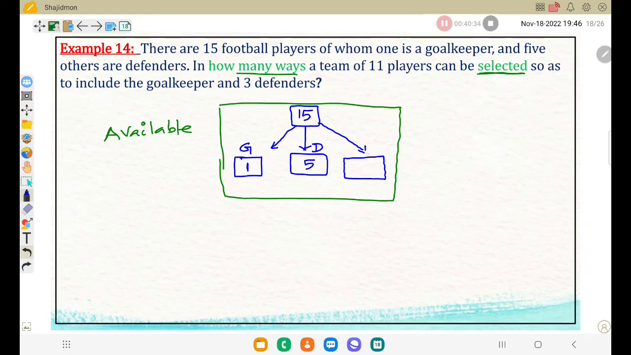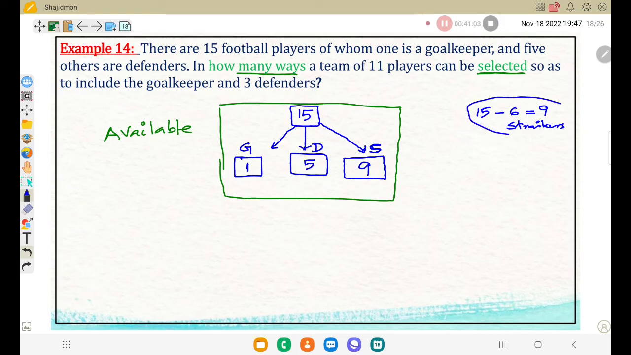Now how many balance, like strikers? In a football team, generally goalkeeper will be there, defenders will be there, strikers will be there. So tell me how many strikers are there? Because totally 15, so 5 plus 1 means 6, correct? So 15 minus 6 means 9 players will be strikers. It is not given in the question, but we can assume that, because totally 15 players are there. So 15 minus 6 means 9. So 9 players are strikers, correct?